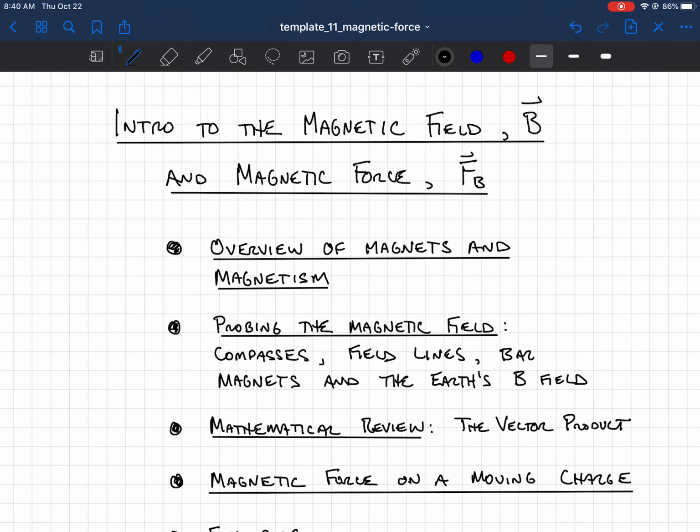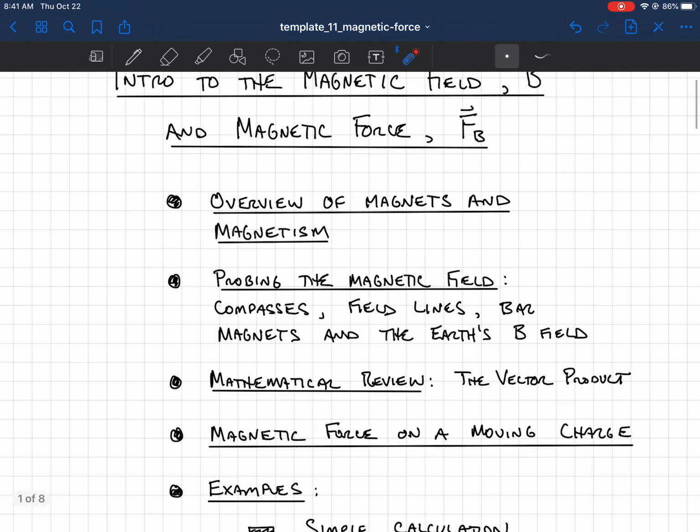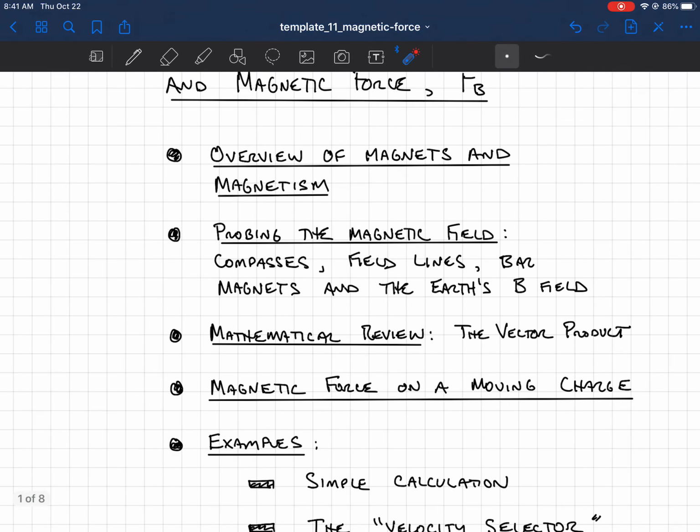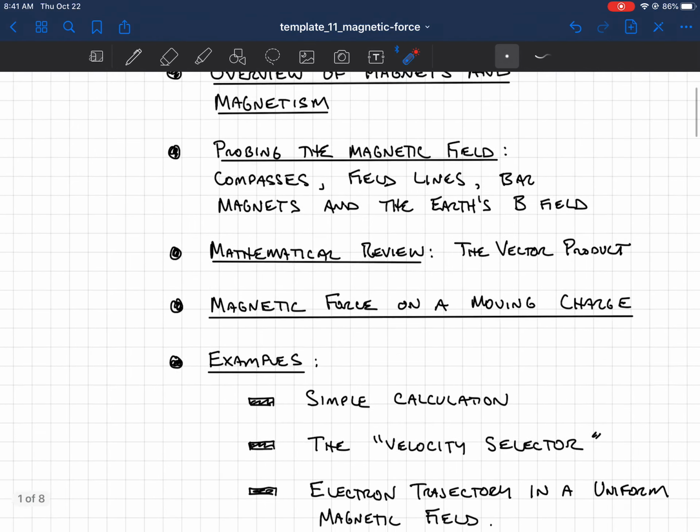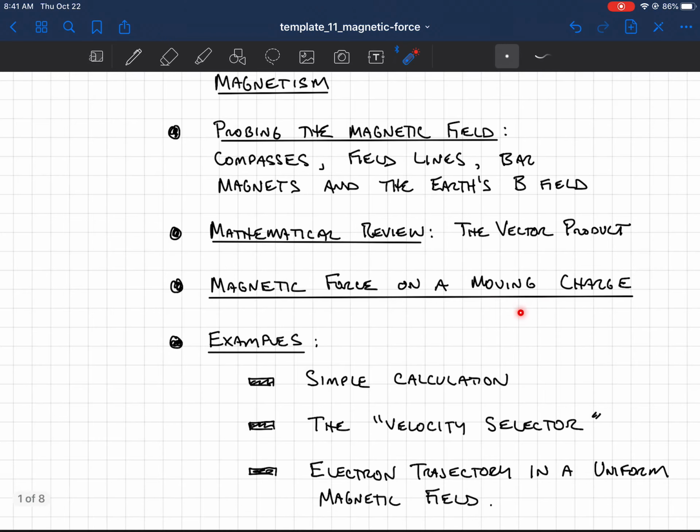We'll first talk about an overview of magnets and magnetism in general, very briefly. And then we'll talk about how you probe the magnetic field with something called a compass. We'll talk about the vector product, which is also called the cross product, something that you might remember from first semester when we talked about torques. It's necessary here because the magnetic force on a moving charge involves that vector product.